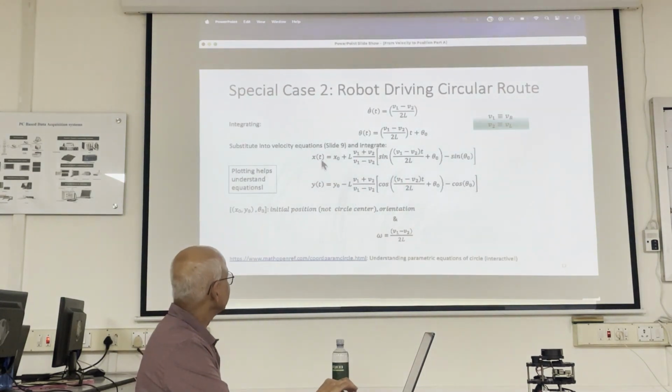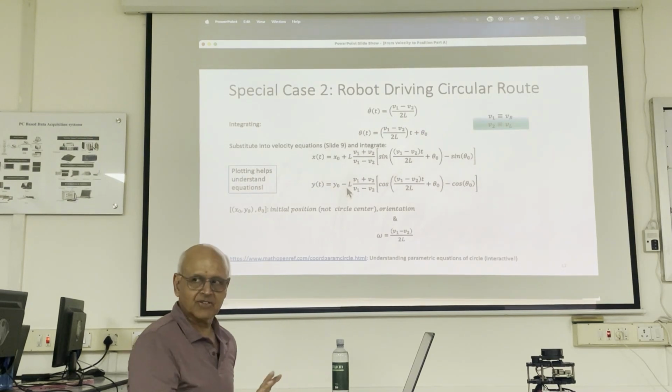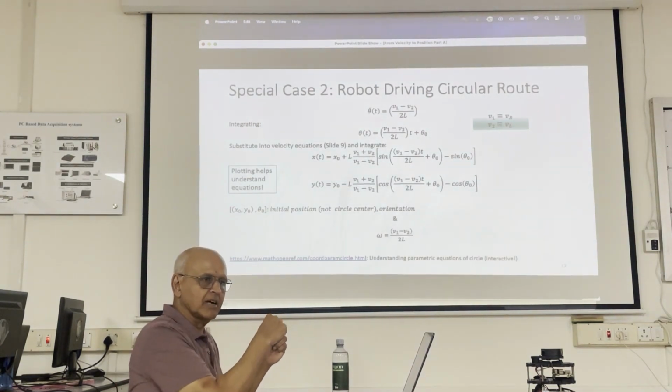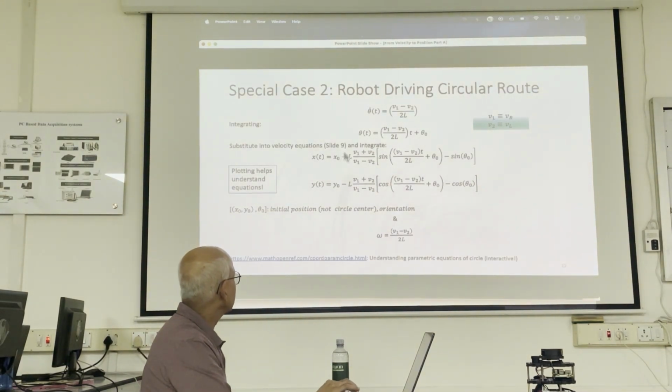So that means the x and the y are some increment with time over the initial value. X naught and y naught is not the center of the circle. X naught and y naught is where the robot started. It's a point on the circle. So x naught plus y naught plus this whole thing.